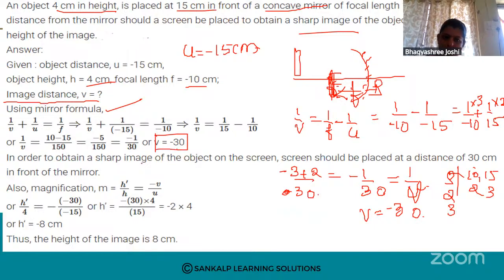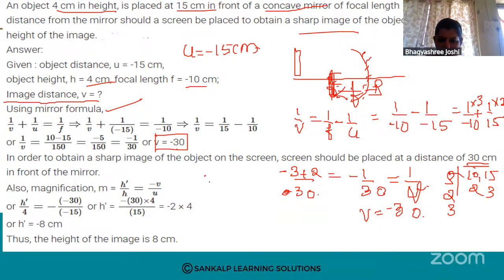In order to obtain a sharp image of the object on the screen, the screen should be placed at a distance of 30 centimeter in front of the mirror. So, the screen should be placed at the distance of 30 centimeter in front of the mirror. Minus 30 is on the left side, so here we will keep the screen, right?